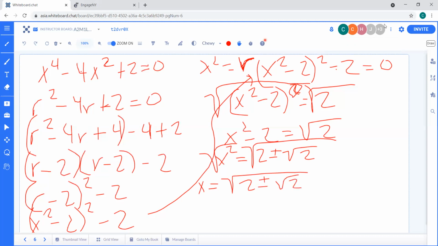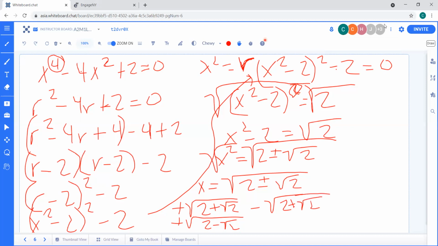Now, there's 4 answers right here, and we know that because the x was to the 4th. We have a positive square root of 2 plus the square root of 2. We have a positive square root of 2 minus the square root of 2. And we have a negative square root of 2 plus the square root of 2. And then we have a negative square root of 2 minus the square root of 2. Those are your 4 answers for that problem.